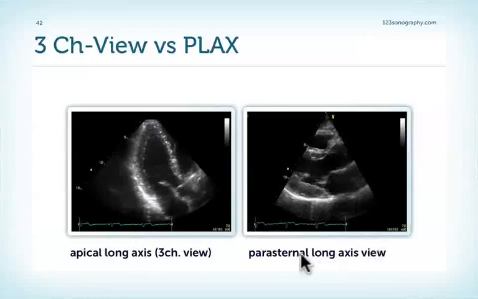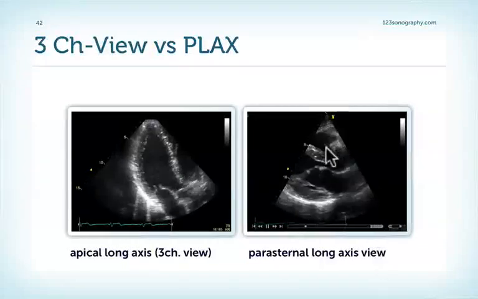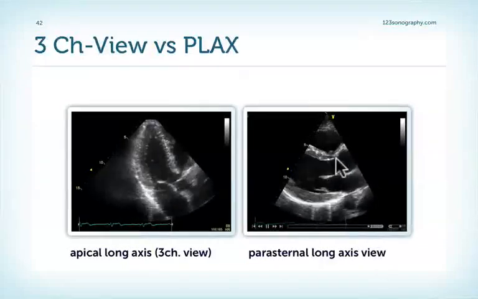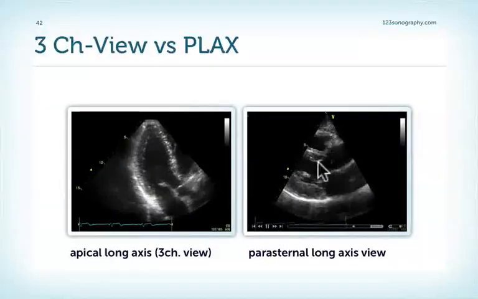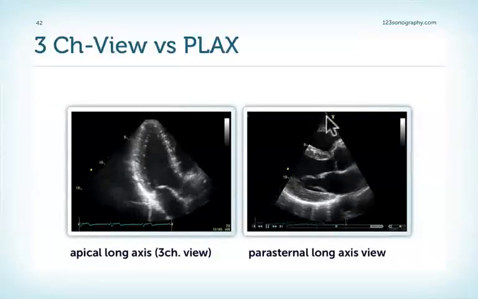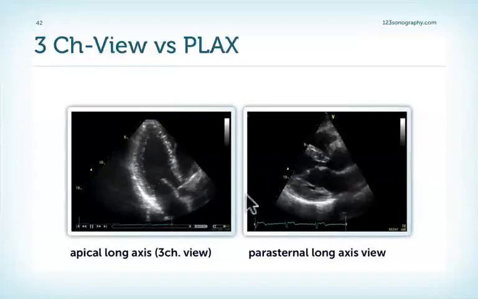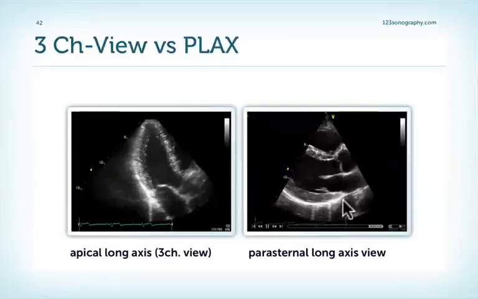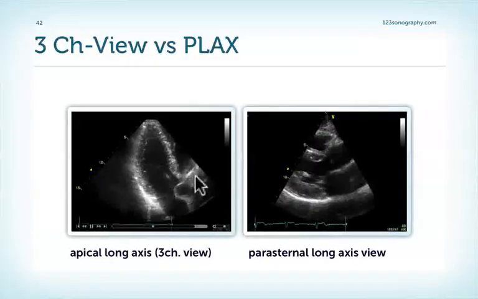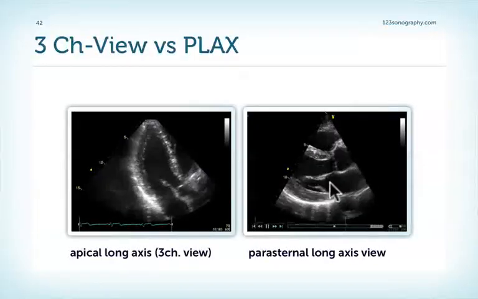In contrast, the parasternal long axis view gives you a better image quality usually of the aortic valve and also of the mitral valve, because we're simply closer to these valves than we are from the apical approach. But the cut line or the cut angle or cut plane is the same between the long axis view and the parasternal long axis view.